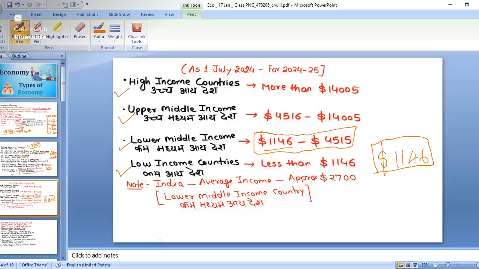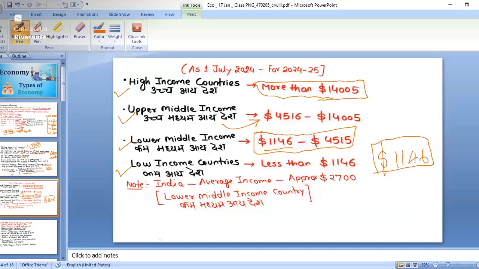Then for the upper middle income countries, the range is $4,516 to $14,005. So those countries will be coming in the upper middle income countries. Then we have high income countries. All those high income countries will have per capita income of more than $14,005. So all those countries will be coming under the high income countries.